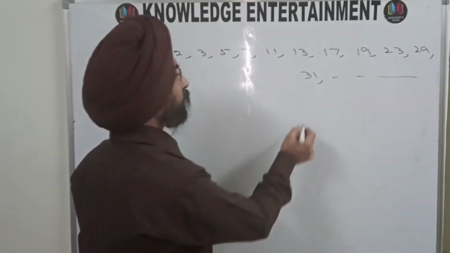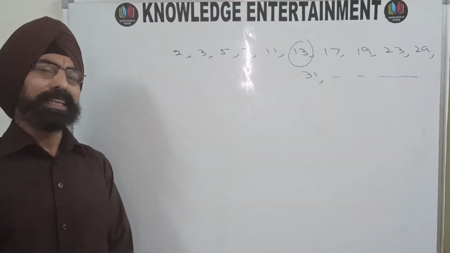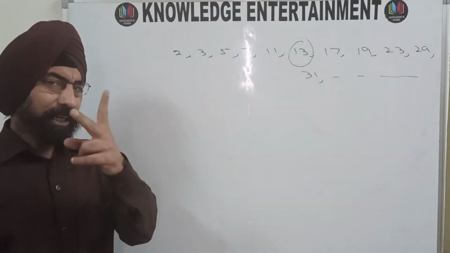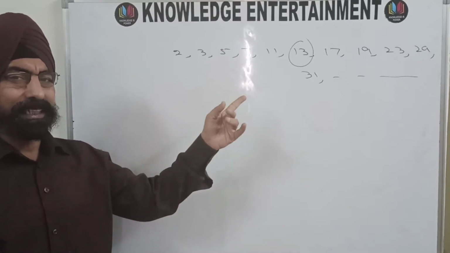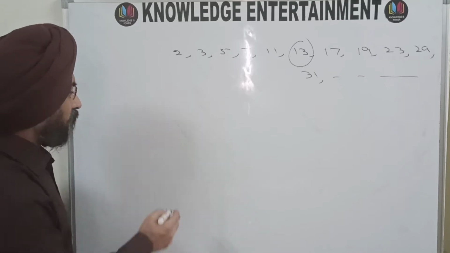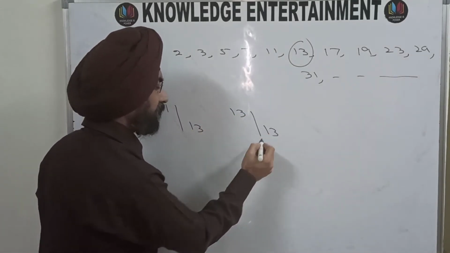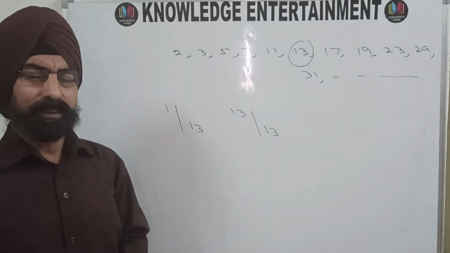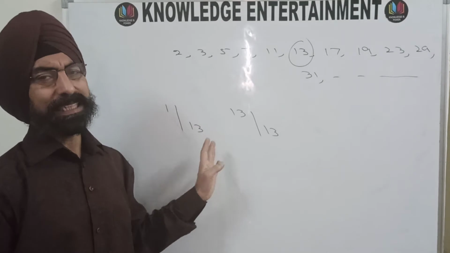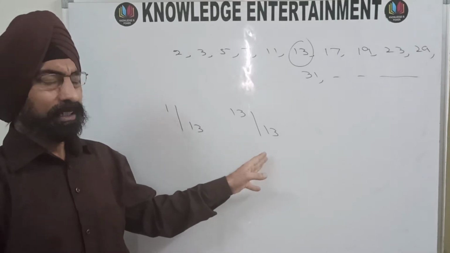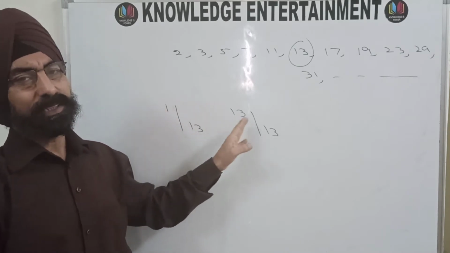You take any one of these, suppose 13. Then which are the divisors of 13? There are only two divisors, 1 and 13 itself. So 1 divides 13 and 13 divides 13. There is no other integer which divides 13. So 13 is a prime number because it has only two divisors, 1 and 13 itself.